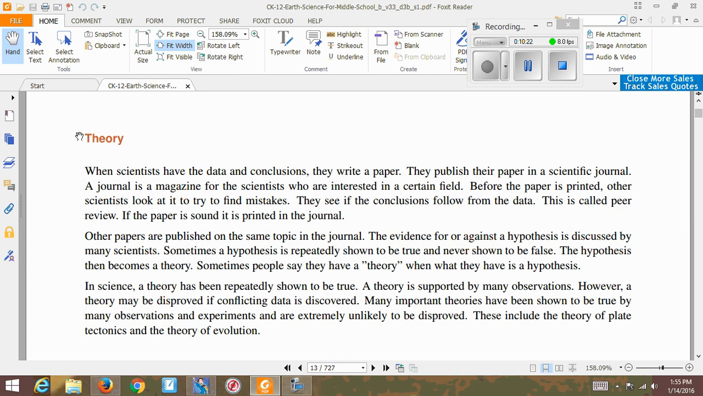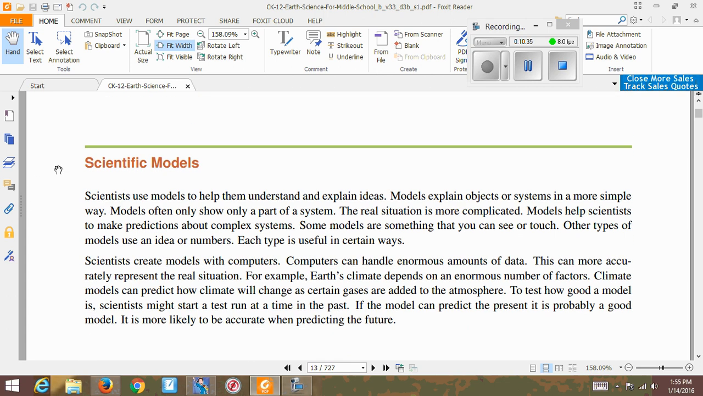Scientific models. Scientists use models to help them understand and explain ideas. Models explain objects or systems in a more simple way. Models often only show a part of a system. The real situation is more complicated. Models help scientists to make predictions about complex systems.